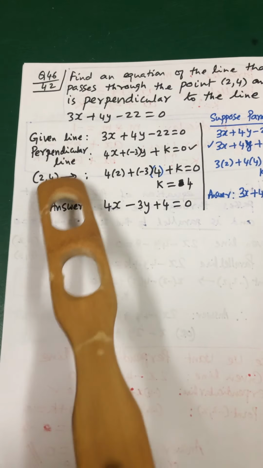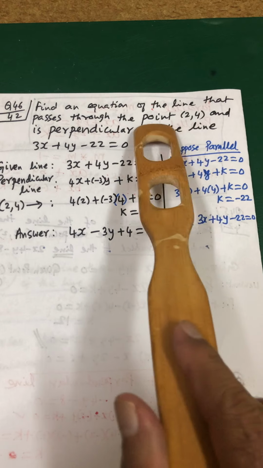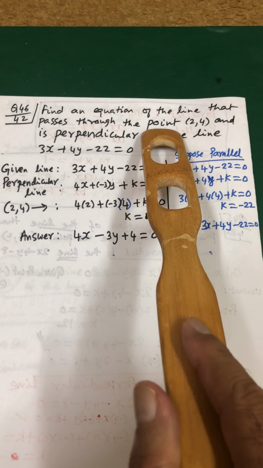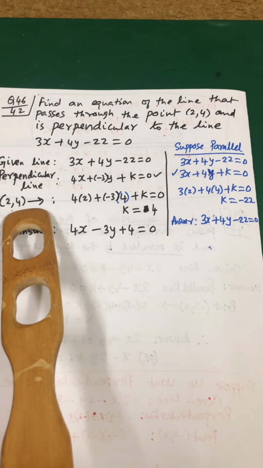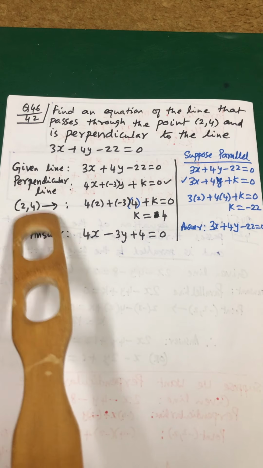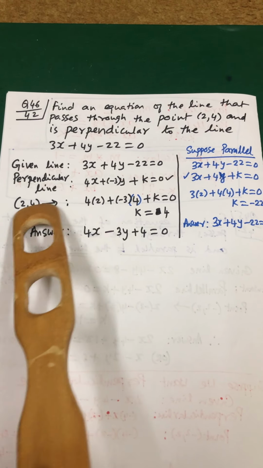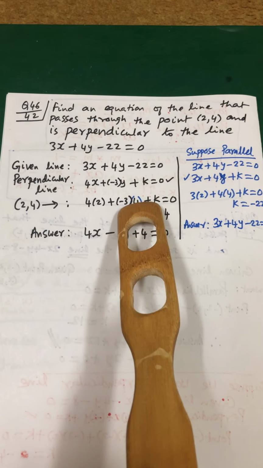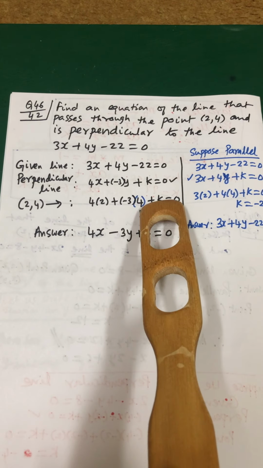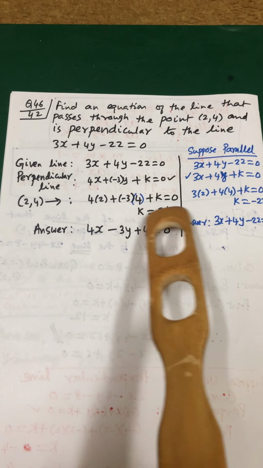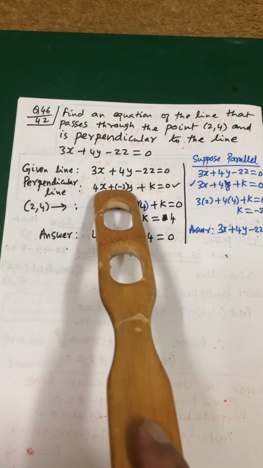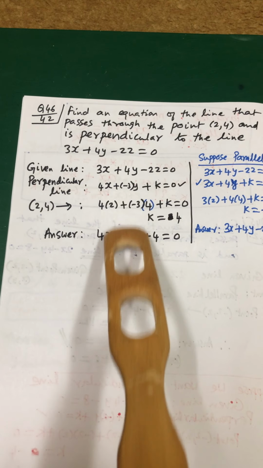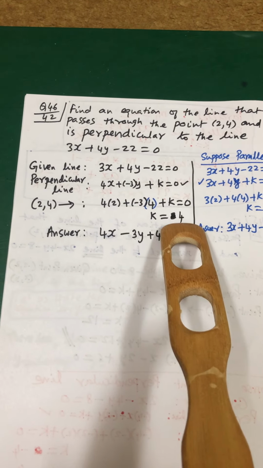So you put the point 2, 4. Here is the point 2, 4. So put that one. x is 2, y is 4. So 4 times 2 plus minus 3 times 4, plus k. Use your beautiful calculator, you get 4. So this is your answer, 4x minus 3y plus k. K means 4. Here it is, equal to 0.